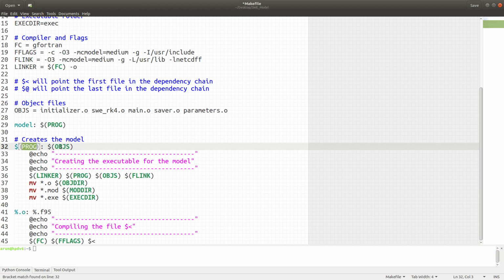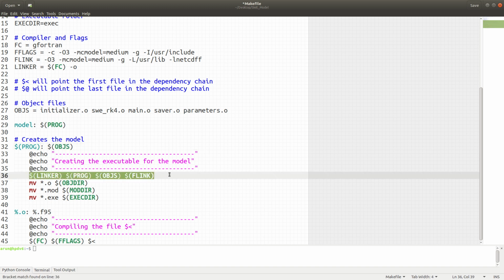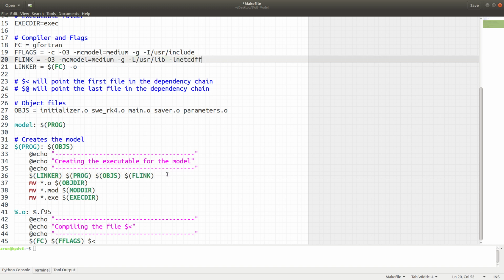So for the requirement prog, the dependencies are the object files. To create the executable, we need to have all the object files created, and when they are ready, we're going to create the executable using this particular line. It's going to call the Fortran compiler, gfortran -o, and put the executable. It takes all the object files and links them using this linker flag over here. Then after doing all this, it's going to move all the object files to the object directory.